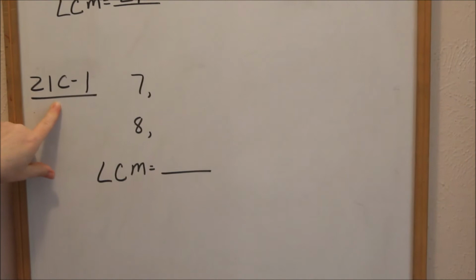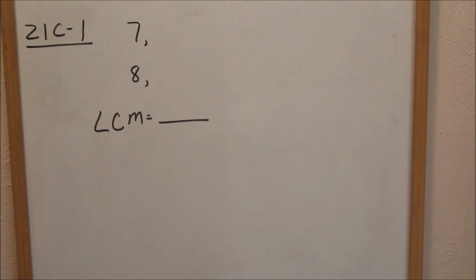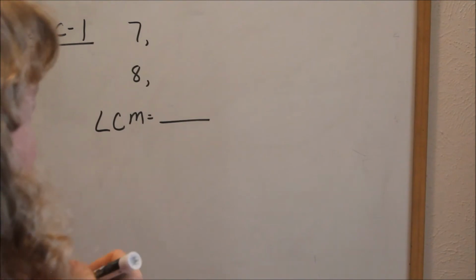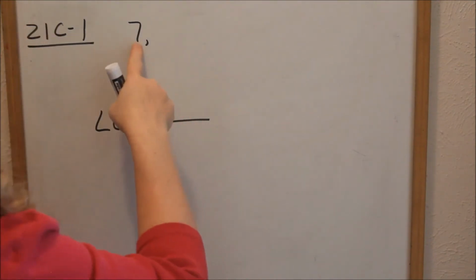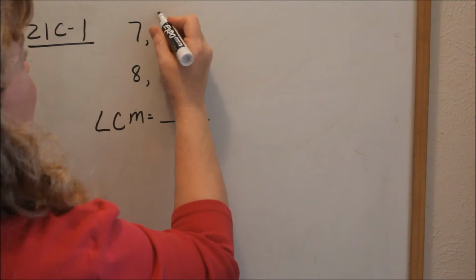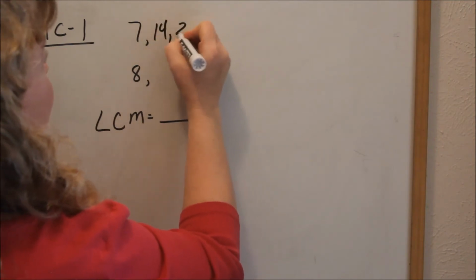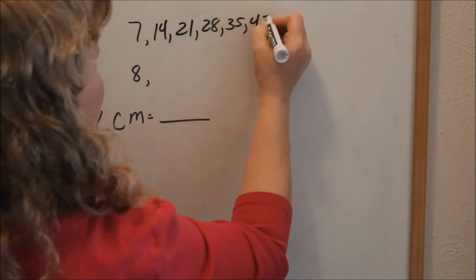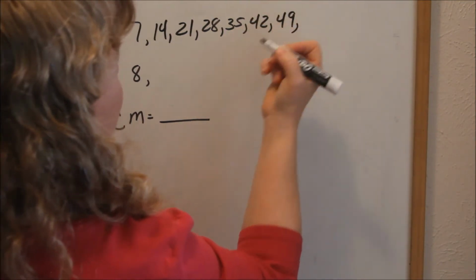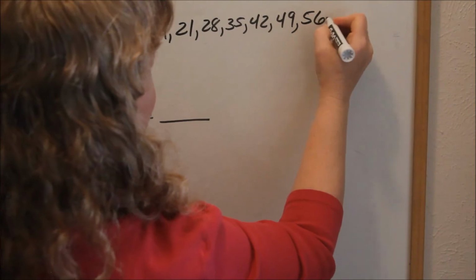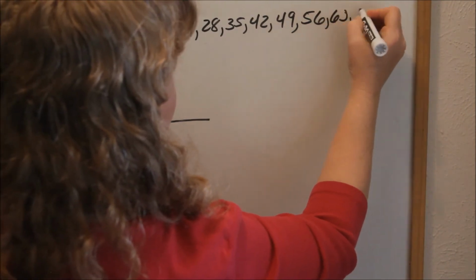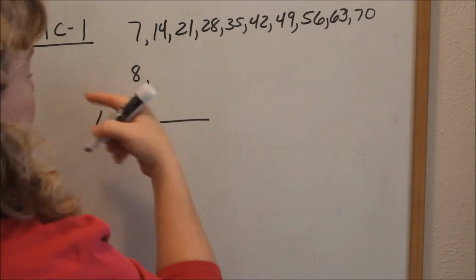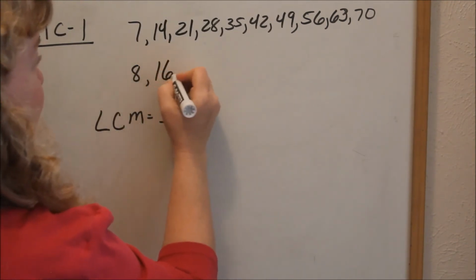Okay, let's look at number 21C, number 1. So we're going to do the least common multiple of 7 and 8. Okay, so 7, we just did skip counting by 7. So 14, 21, 28, 35, 42, 49. You're just basically adding 7 every time. 63, 70.